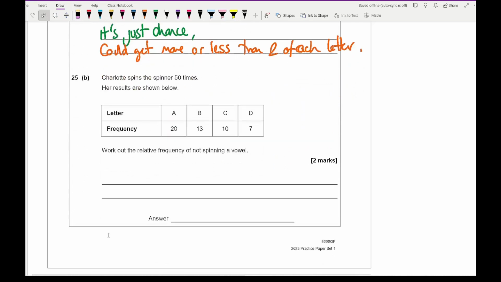It then says that Charlotte spins the spinner 50 times. Here are the results. Work out the relative frequency of not spinning a vowel. Well, B is not a vowel, C is not a vowel, and D is not a vowel. So if I do 13 plus 10 plus 7, which gives me a total of 30, and there are 50 altogether, so it's going to be 30 over 50, which is 3 over 5.